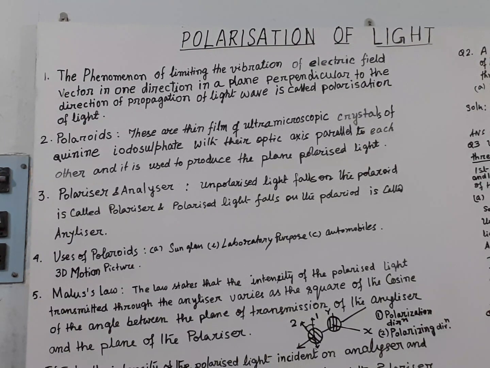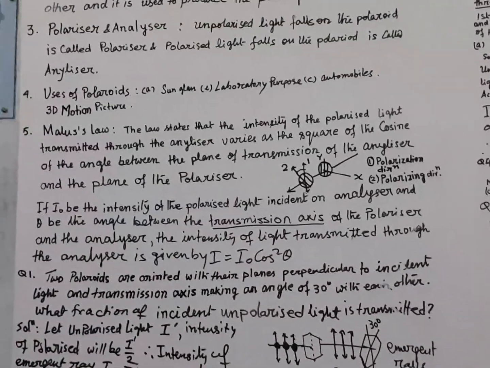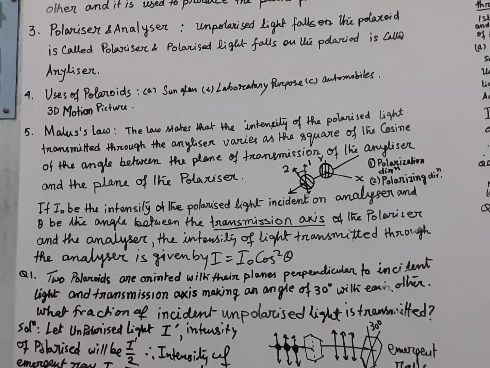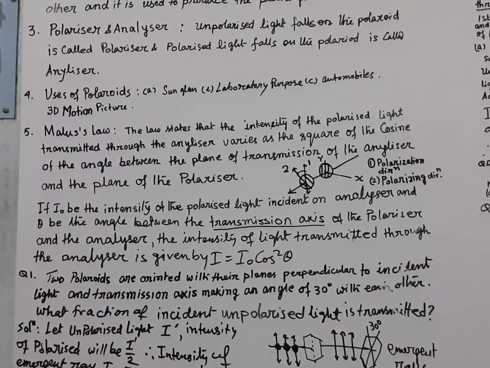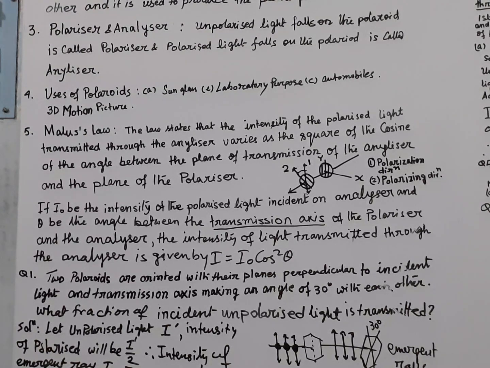Now, in this chapter, the most important law is Malus law. The law states that the intensity of the light transmitted through the analyzer varies as the square of the cosine of the angle between the plane of transmission of the analyzer and the plane of the polarizer.